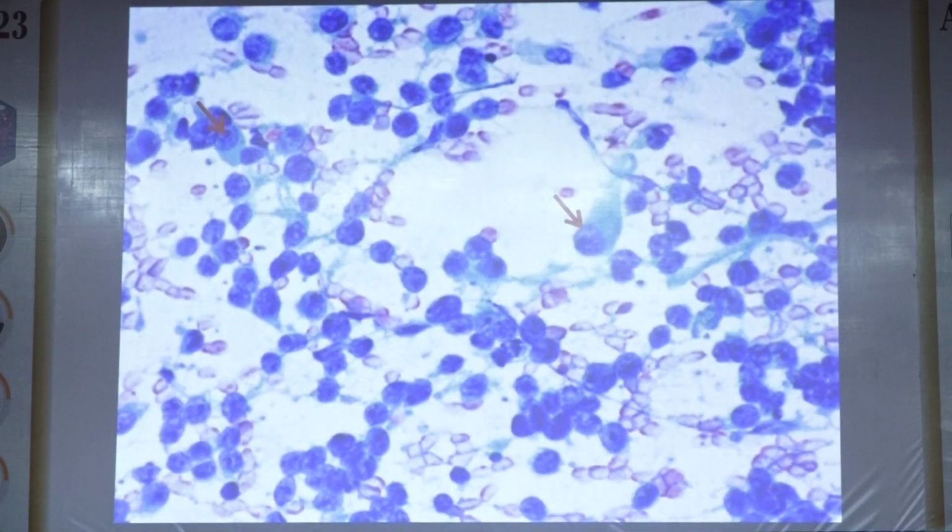And when he did an FNAC, what do we find? The PG students are there, what do we see in this slide? What is this? Tadpole cell. Where do we find it? Rhabdomyoblast, right? The cells, see, large cells, eccentric type of nucleus. The whole thing is a round cell tumor with rhabdomyoblastic differentiation.